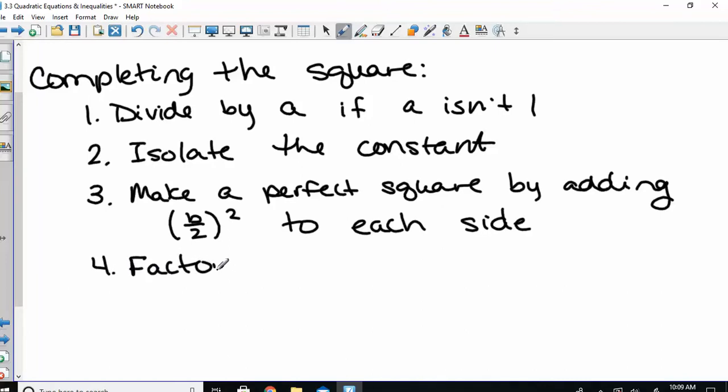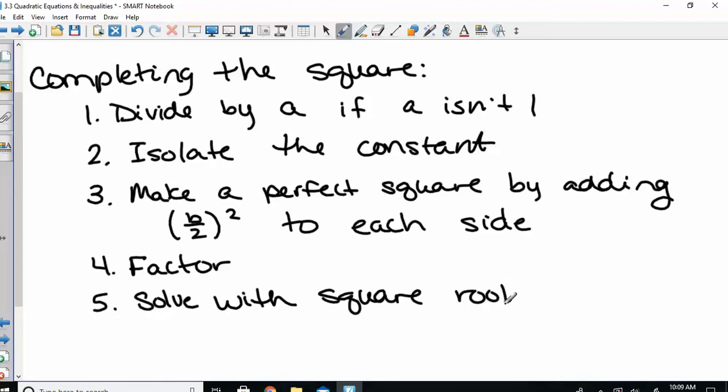Step 4, we will factor. Step 5 is solve with the square root method. So this is basically a way of taking something that we can't factor and turning it into something we can. So we will look at those tomorrow.